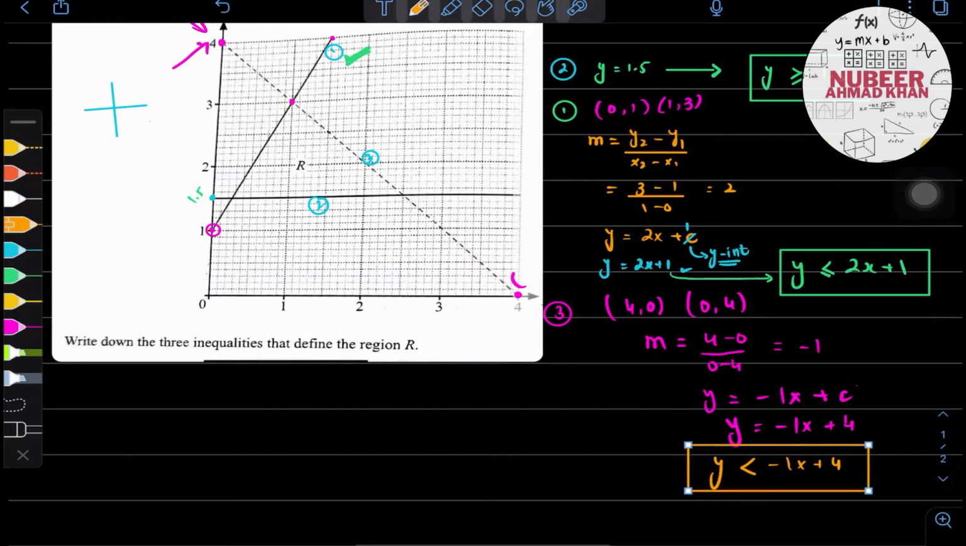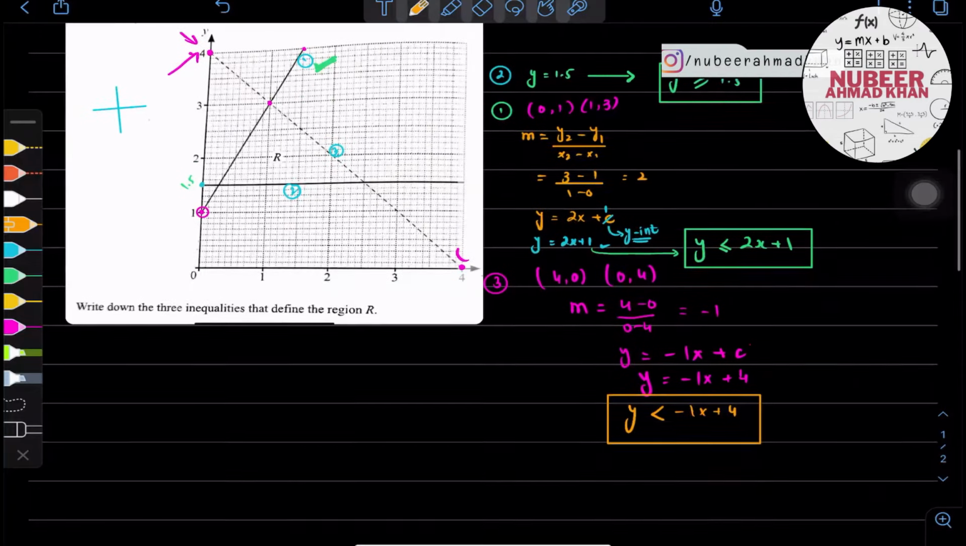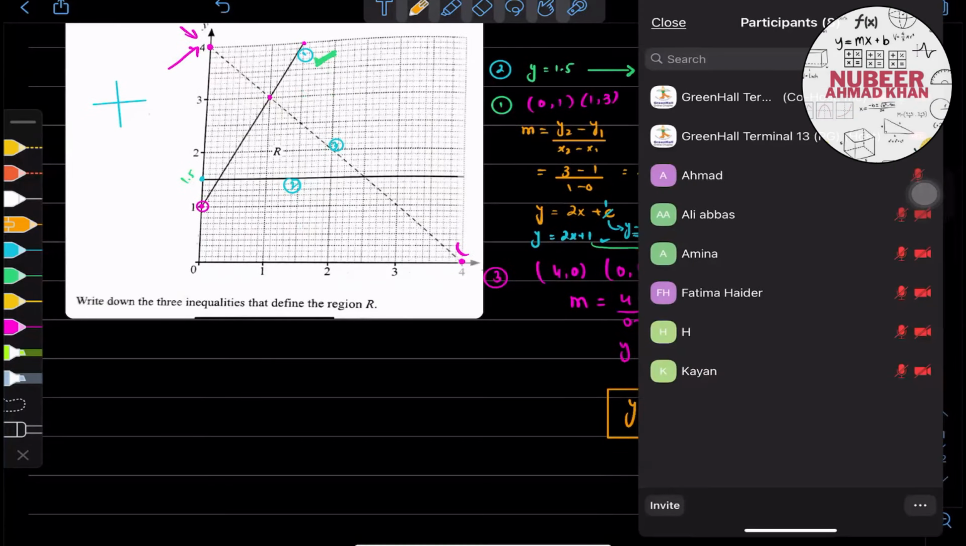अभी यहाँ तक मुझे बताओ, any confusion or anything that you have? No, sir. Okay. ओके, बाकी लोगों का, हाँ, अहमद, आमना, फातिमा, कियान, what about you guys?